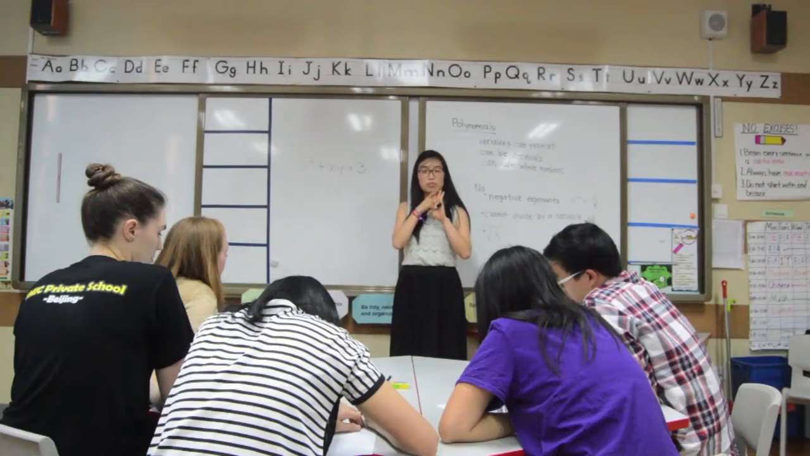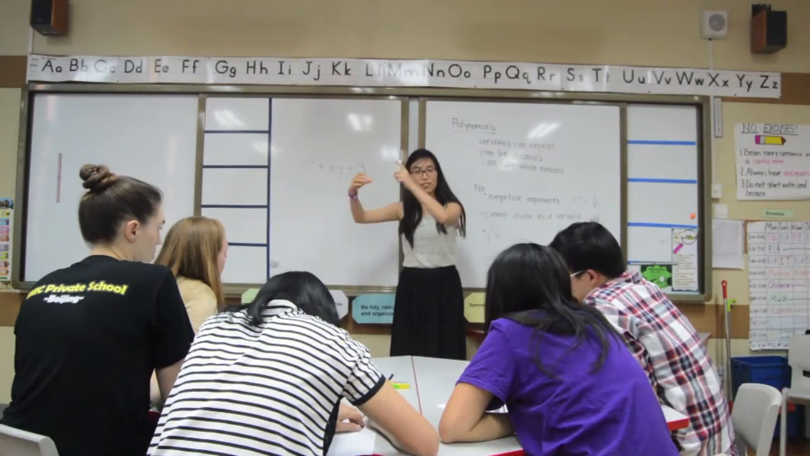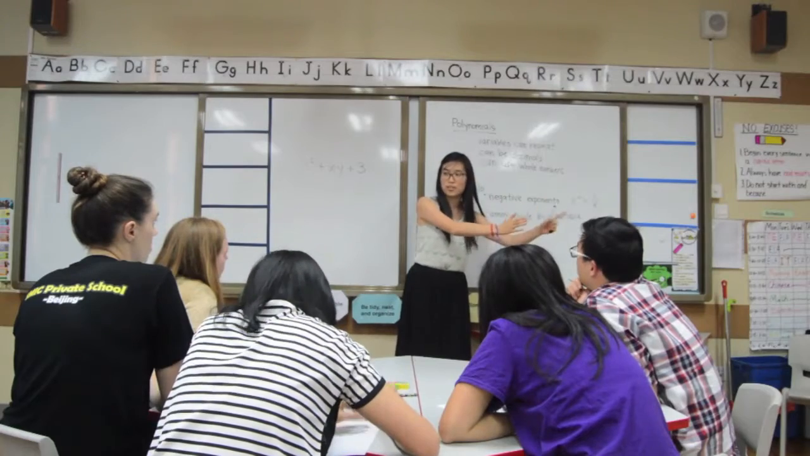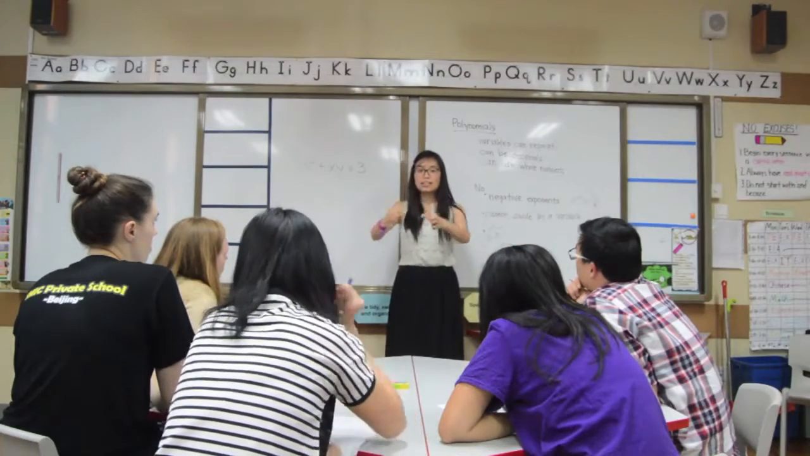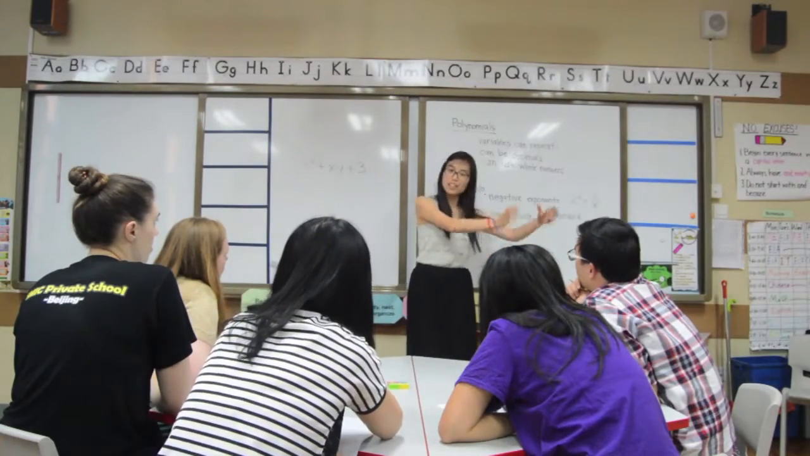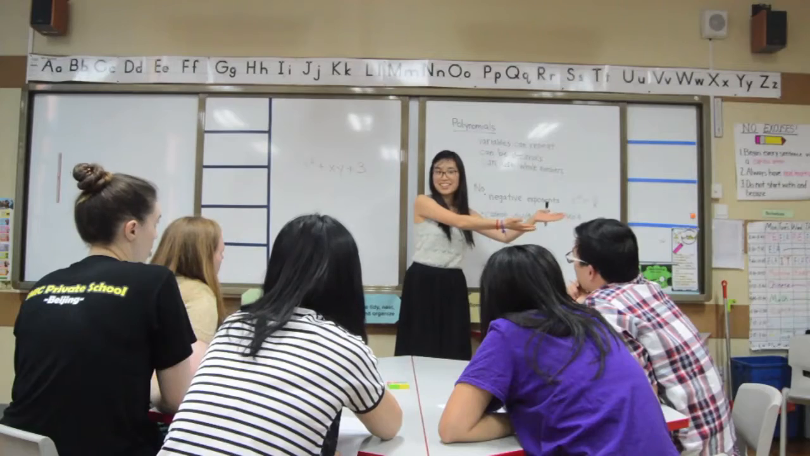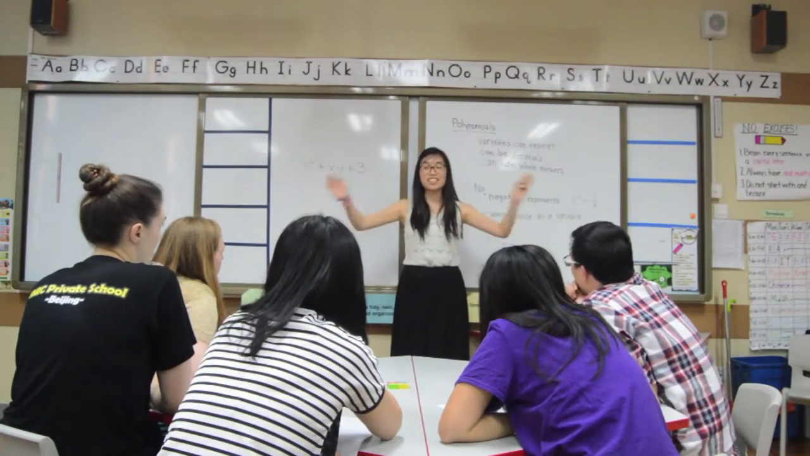So closed, what does it mean to be closed? Closed means if you have a polynomial plus another polynomial, it gives you another polynomial. If you have a polynomial minus a polynomial, it gives you another polynomial. So if it's closed under multiplication, a polynomial times a polynomial will give you a polynomial. So that's what it means to be closed.